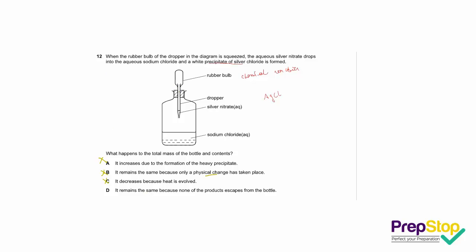If we take a look at the diagram given, we see that there is a cork placed at the mouth of the bottle. This shows that whatever products are formed, all of them remain in the bottle and none of them escape. Thus, option D is the correct answer.